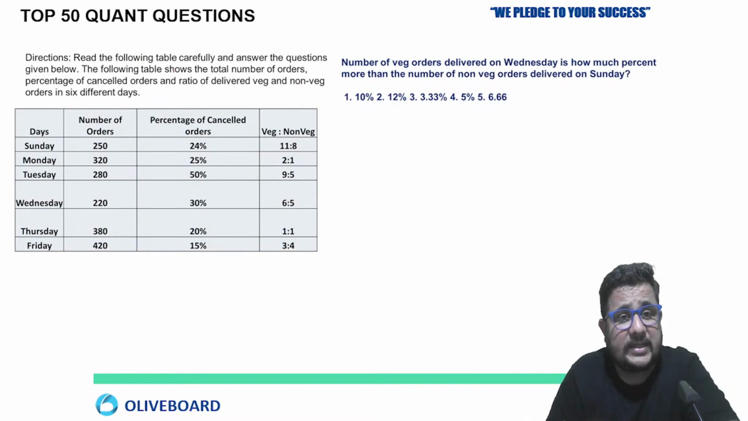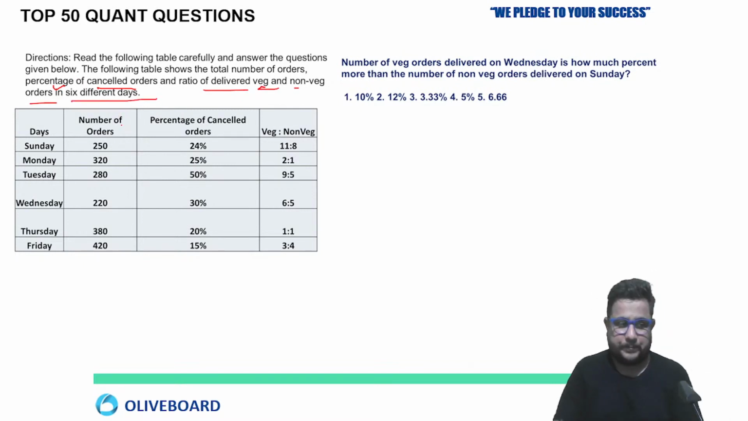Now, read the following table carefully and answer the question given below. The following table shows the total number of orders, percentage of cancelled orders, and ratio of the delivered veg and non-veg orders in 6 different days. First, days: Sunday, Monday, Tuesday, Wednesday. These are the days. The number of orders is given in the second column. Percentage of cancelled orders is also given.